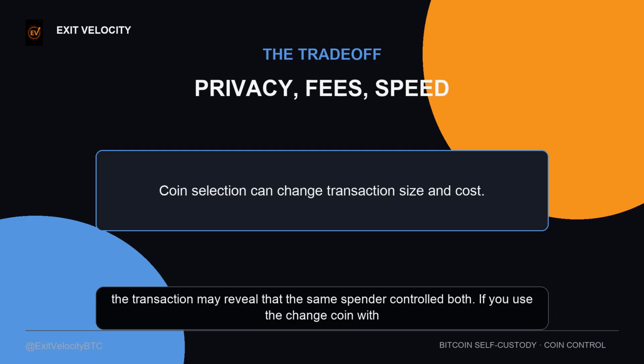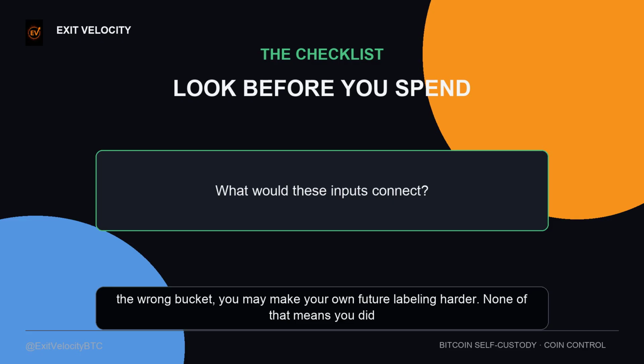Here is a practical example. Suppose you have a coin that came from an exchange withdrawal. You also have a coin that came from a public donation address. And you have a small coin that came back to you as change from a previous transaction. Your wallet may show one balance, but those 3 pieces do not have the same history.